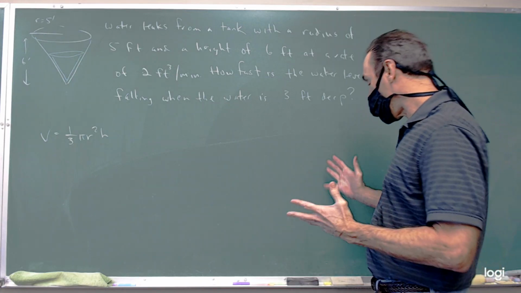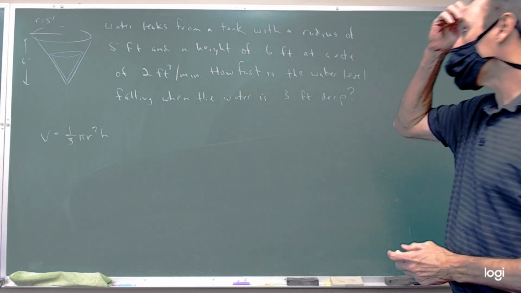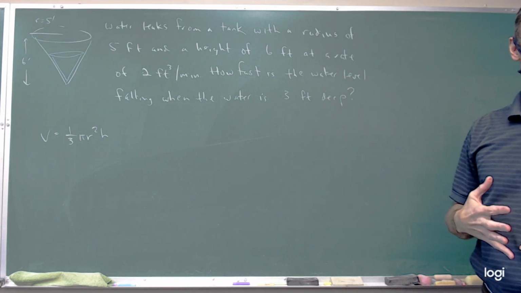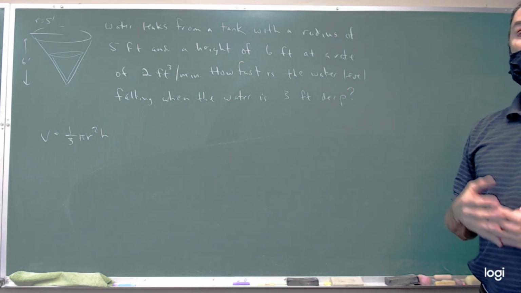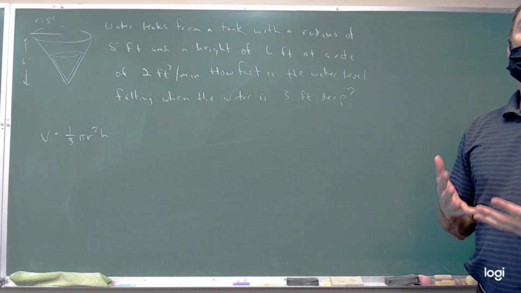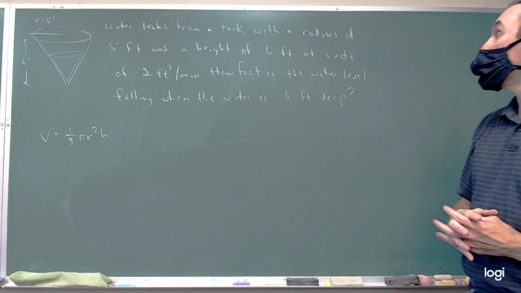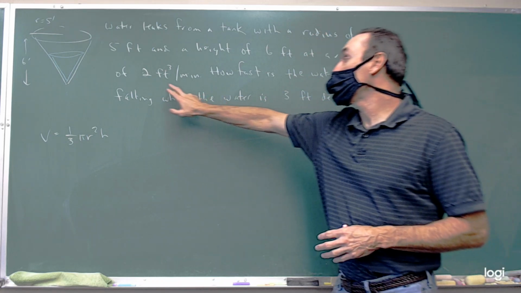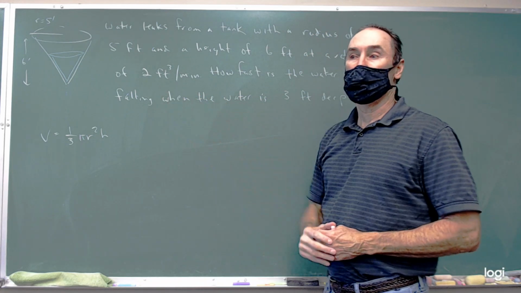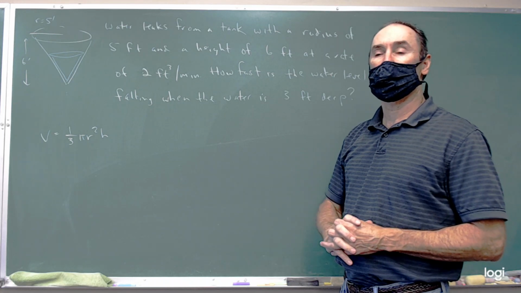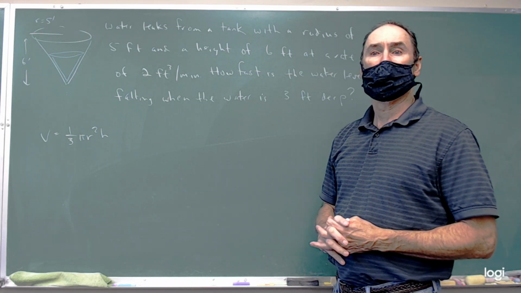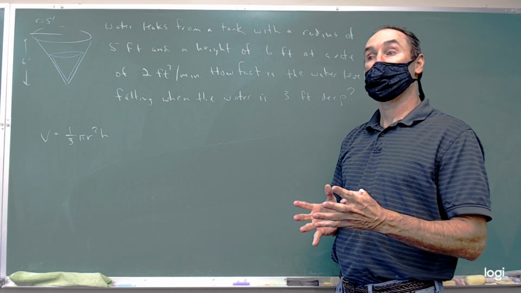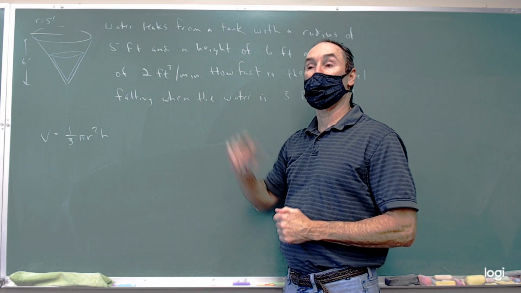So let's see what we know here, because part of the challenge is reading through this and knowing how to interpret the information that's given, and what it is exactly they're asking us to find. So if water is leaking at a rate of 2 cubic feet per minute, what is that telling us in the language of calculus? It's your rate of change. A rate of change of what? Your volume. Yep, so it's volume per time.